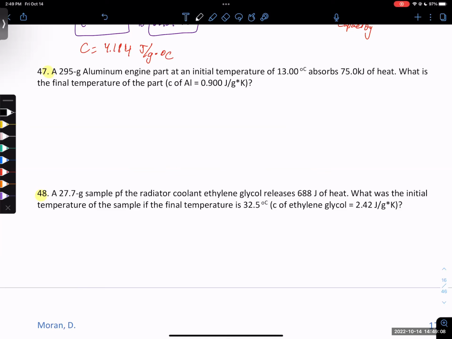So a 295 gram sample of aluminum engine part at an initial temperature of 13 degrees Celsius absorbed 75,000 joules, 75 kilojoules of heat. And it gives you the specific heat of aluminum. So how many of y'all do not know how to approach this problem?